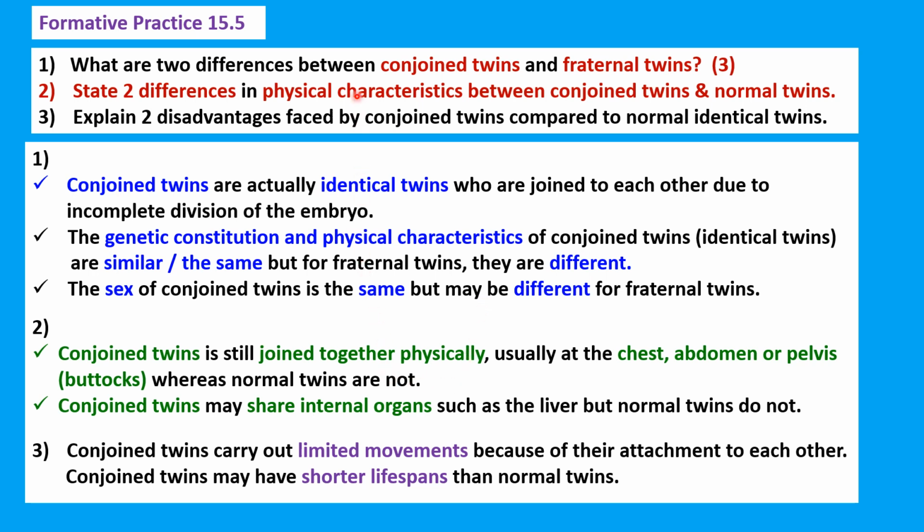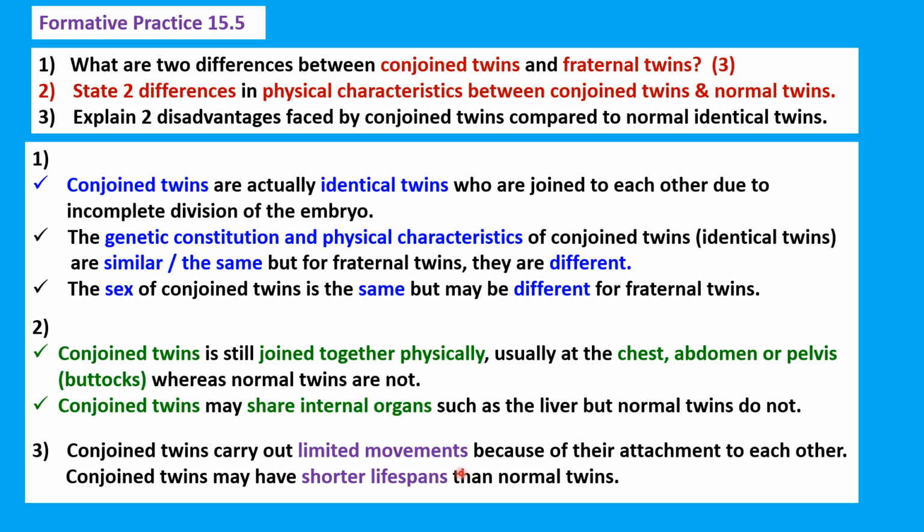Next, state two differences in physical characteristics between conjoined twins and normal twins, normal identical twins, for example. Okay, so conjoined twins are still joined together physically at the chest, abdomen, or pelvis, whereas normal twins are not, whether they are identical or fraternal twins. The normal twins are not joined at any parts of the body. Conjoined twins may share internal organs such as the liver, but normal twins do not. Okay, so that's the other difference.